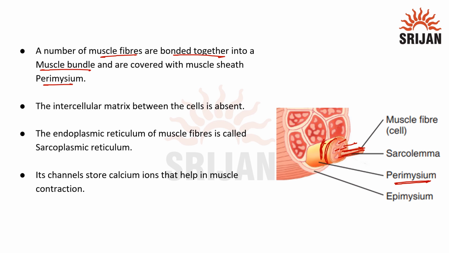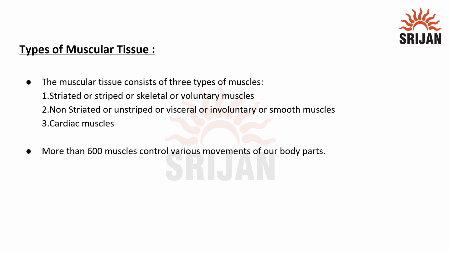We can also see that the intercellular matrix between these cells is absent, and like sarcolemma and sarcoplasm, their endoplasmic reticulum is also given a special name, sarcoplasmic reticulum. Inside the sarcoplasmic reticulum there are certain calcium channels which contain calcium ions, and this regulates the contraction and relaxation. Now you can see that there are different types of this muscular tissue.